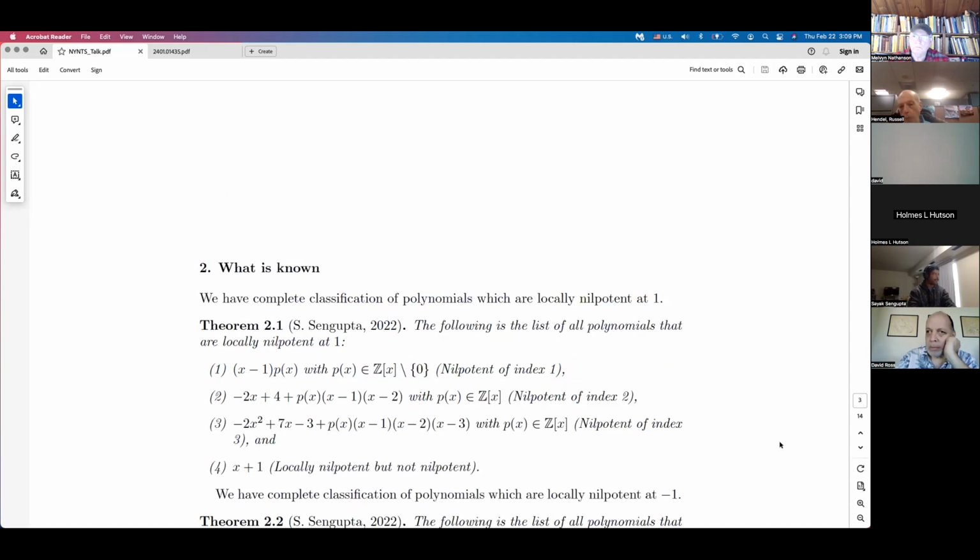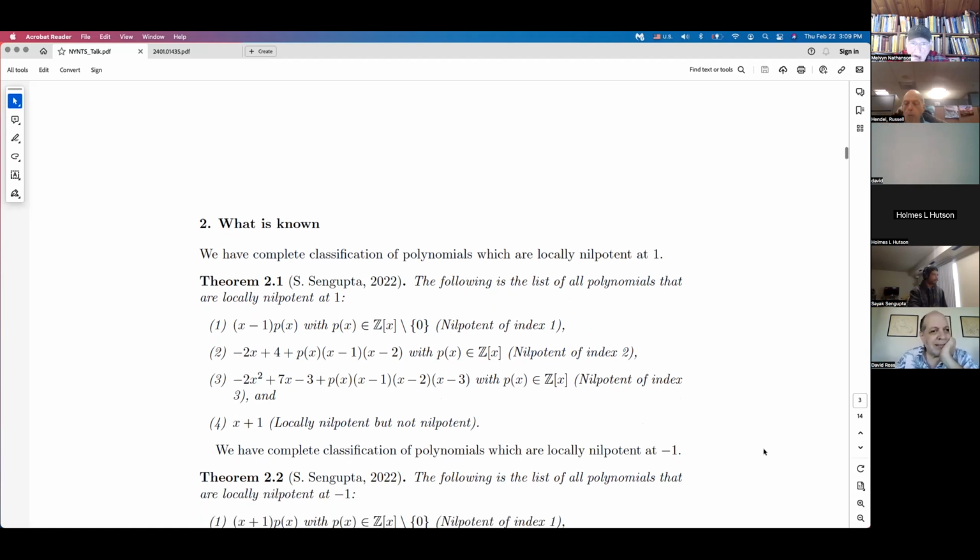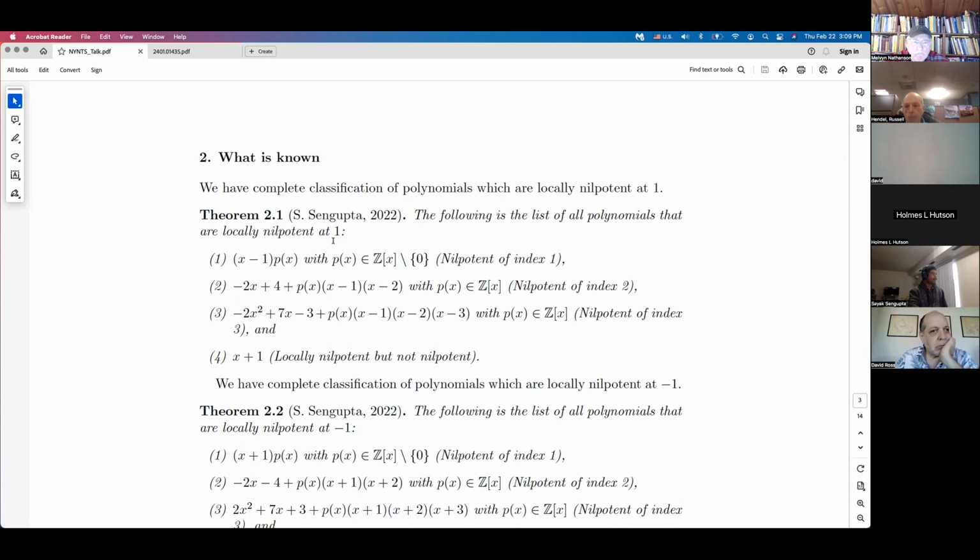And in fact, this is not something unusual that happens with 1. It happens for each and every integer that we see. But for 1, there is a very nice case. So what is known here? What is published so far? So for 1, we have a complete classification of all the polynomials that are locally nilpotent at 1.